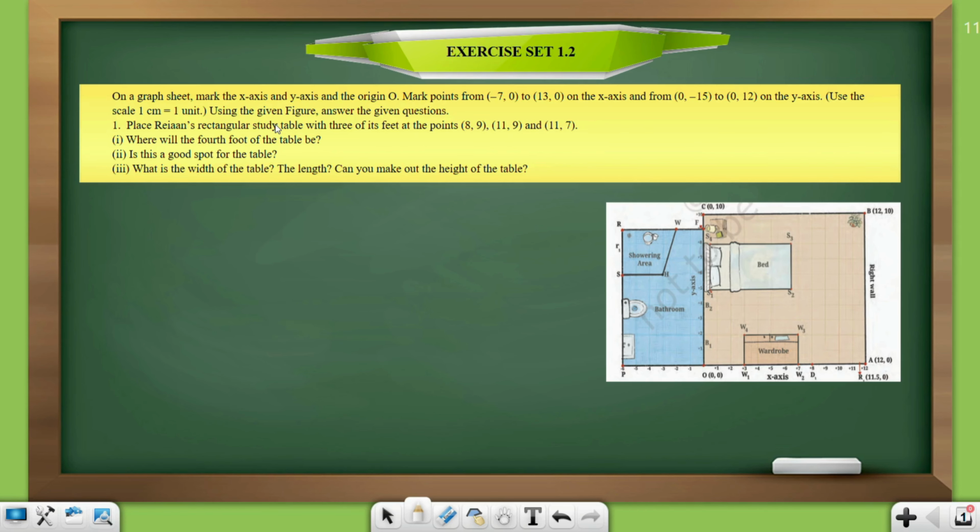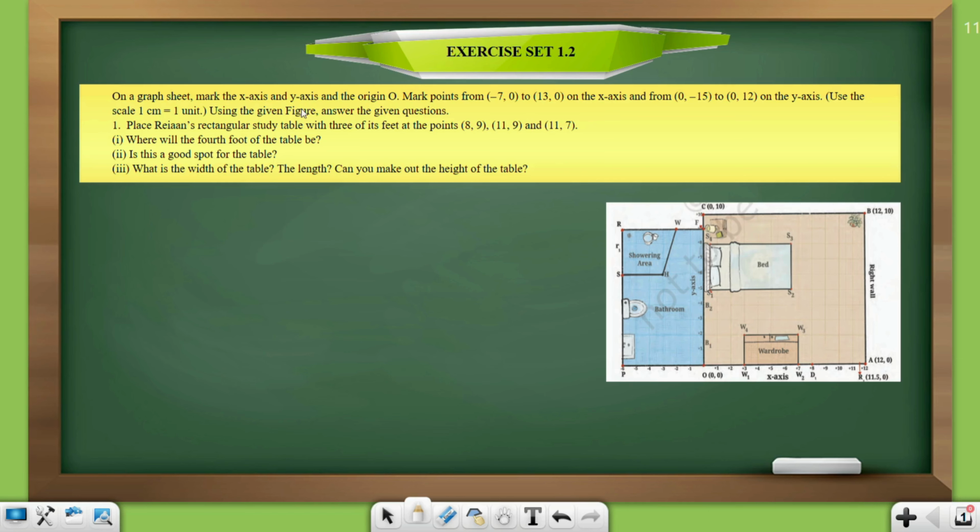In this video, we are going to learn Exercise 1.2, question number 1. Before starting this question, they have given that on a graph sheet, we mark the x and y axis along with the origin, and we are supposed to mark 2 points on the x axis and 2 points on the y axis.